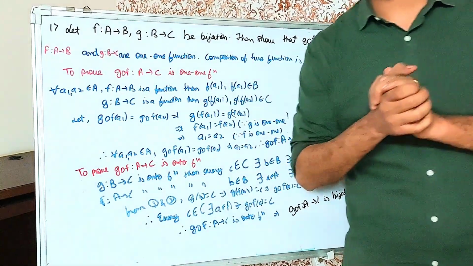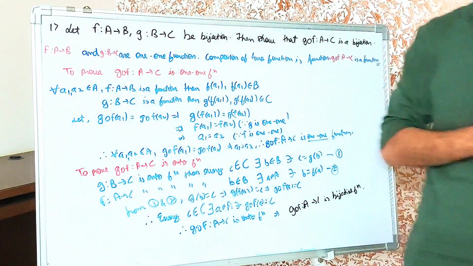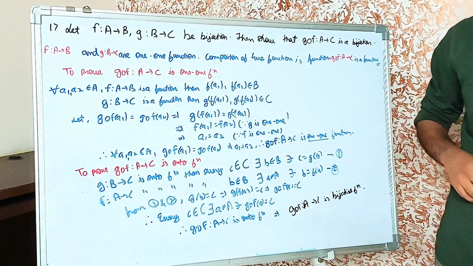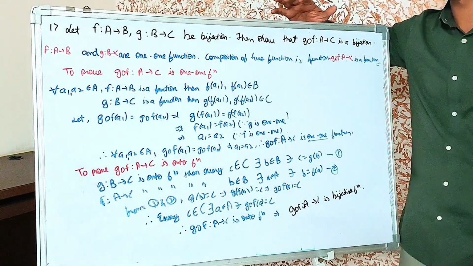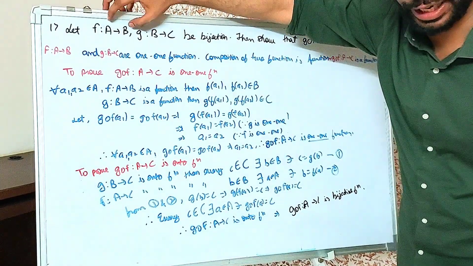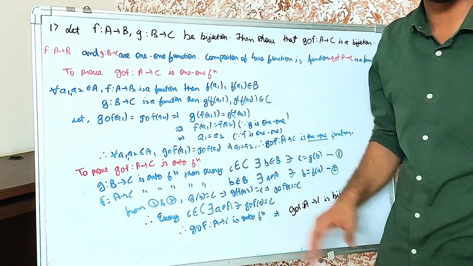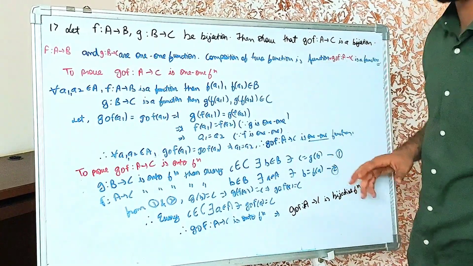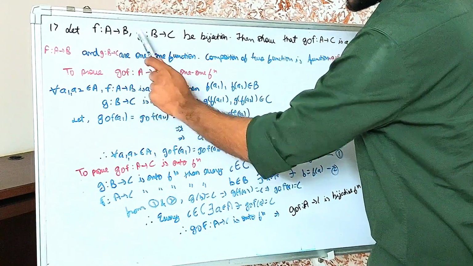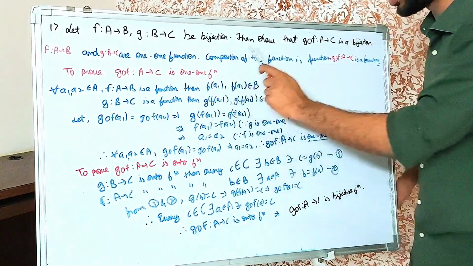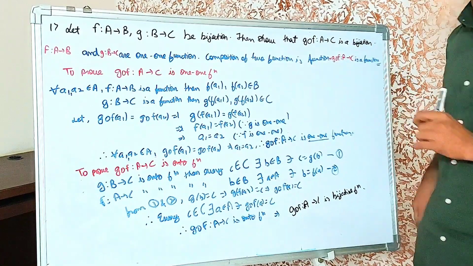Very quickly, we're going to start with the new chapter, functions. Let's get started with the first question as quickly as possible, everyone. The first question in front of us is: there is one function f. I've written the solution so that we can save time. Quickly we'll move towards the solution. f is given from A to B, g is from B to C, both are bijections, and show that g of f, from A to C, is a bijection.